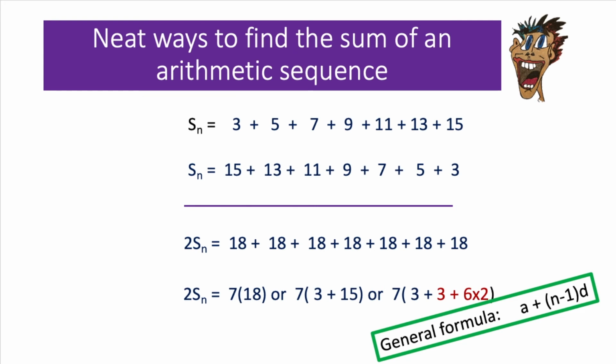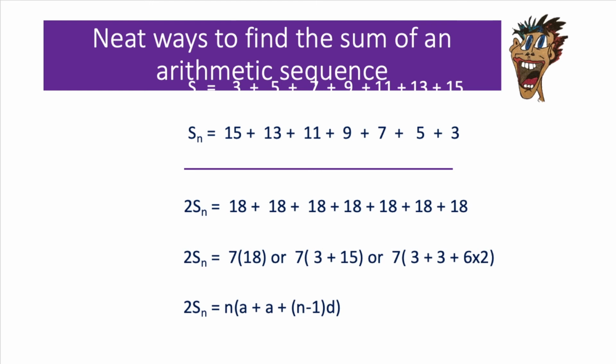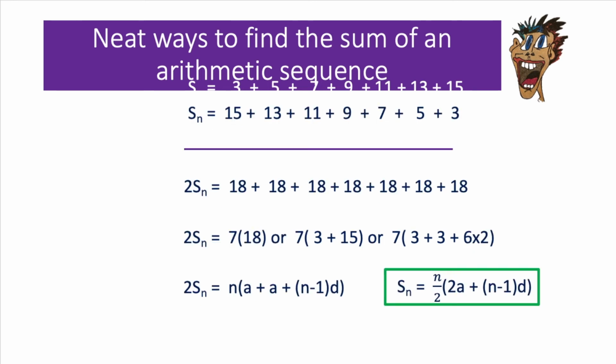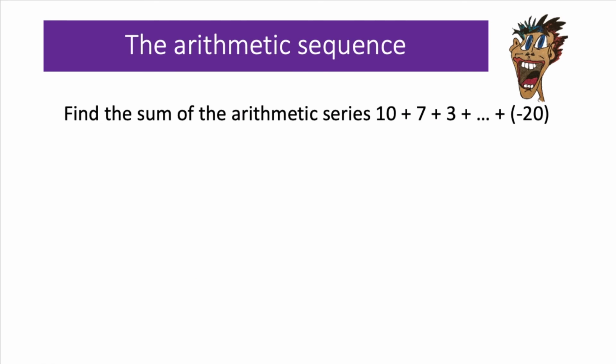And that's useful. So now putting it into algebraic form, I can see that it actually is n, and then it's the first term a plus the nth term. And by rearranging and tidying it all up, I get my general formula there, n over 2 bracket 2a plus bracket n minus 1 close bracket d close bracket. Again, a very useful tool to use. So now let's apply that to the question. Find the sum of this arithmetic series, 10, 7, 3, all the way down to -20.